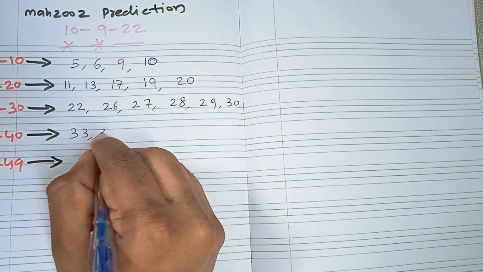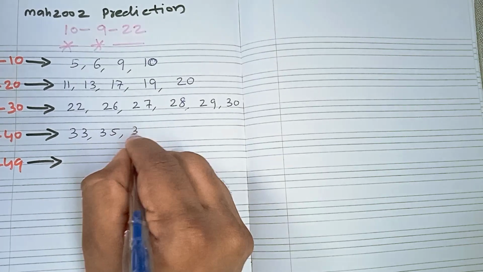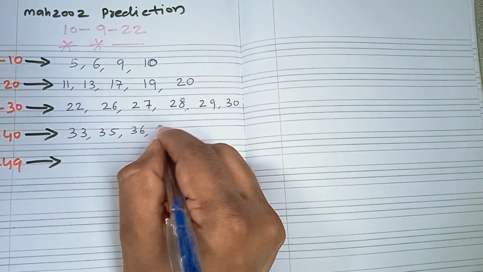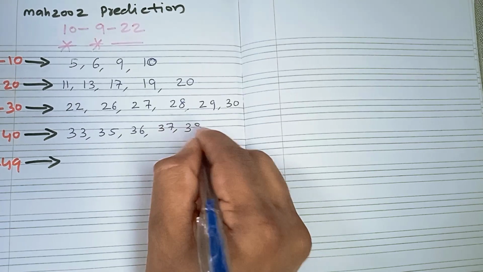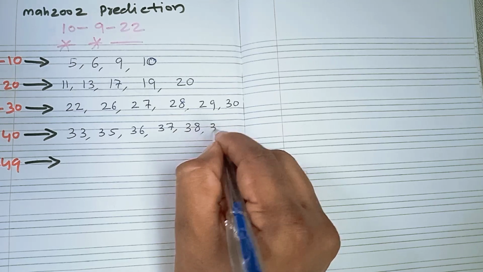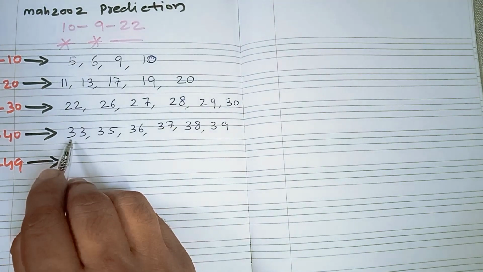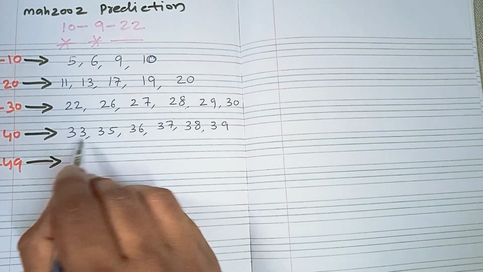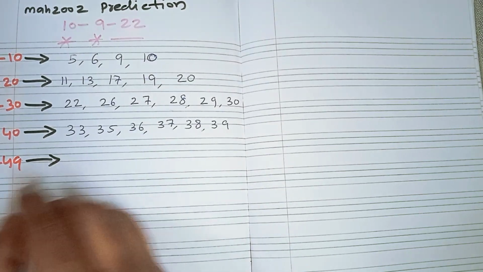33, 35, 36, 37, 38 and 39. This row has a chance of 1 or 2 numbers.